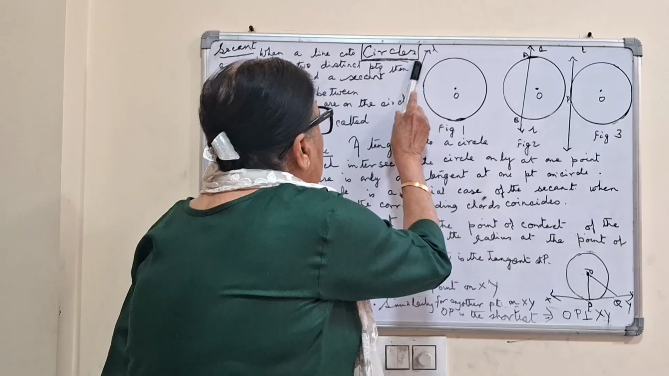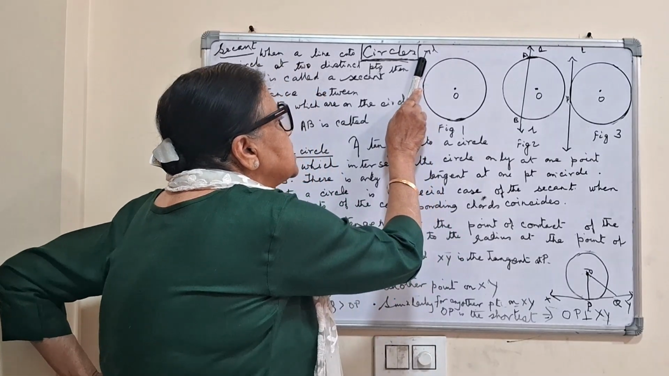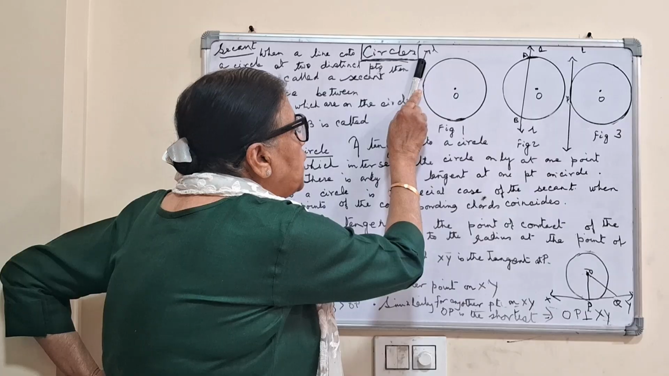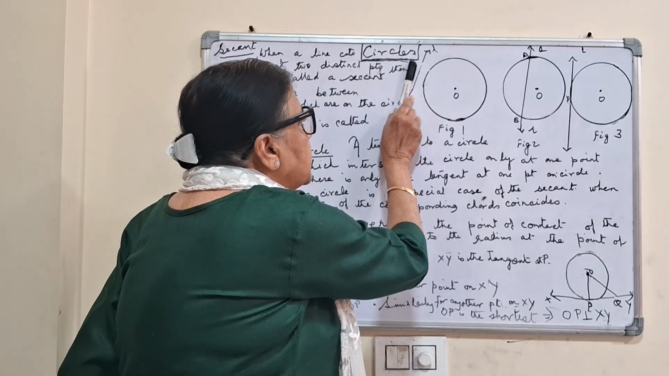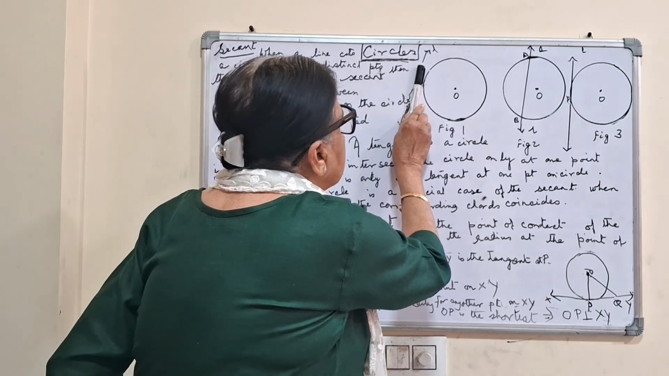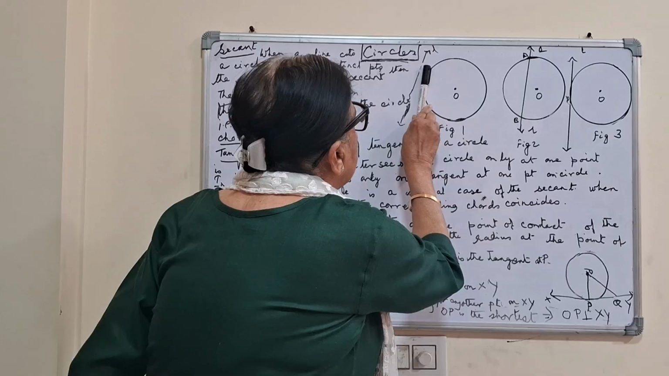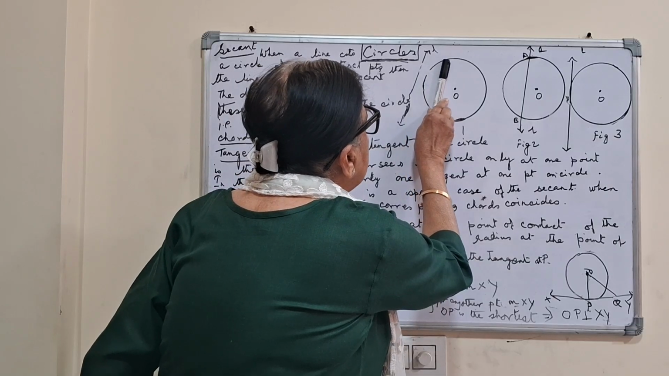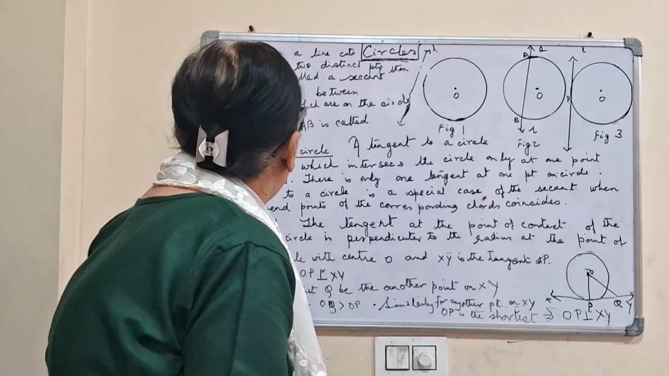Now when I have a line outside a circle, this is figure 1. Outside a circle, the line is not touching the circle. Gradually, when I proceed, it will be touching the circle, and when I proceed again, it will be cutting the circle at 2 points.